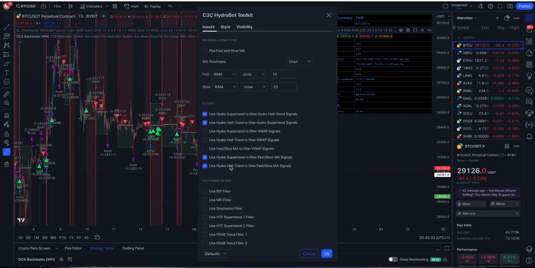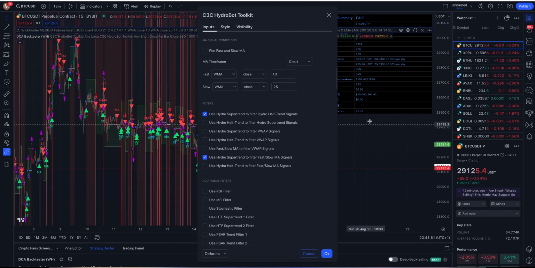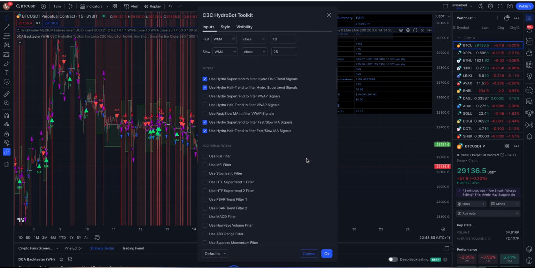So we've turned off the half trend, so we can turn these off, this half trend one off here and this one off here, and see what that does, because those are both half trend filters, which hasn't really helped. So we'll turn them back on. So we're still using the half trend as a filter, but we've just turned the signals off coming from the half trend.